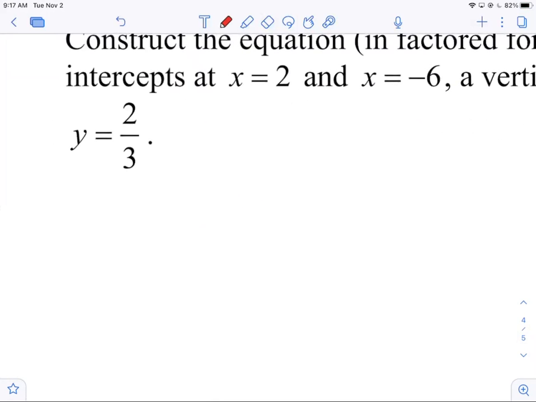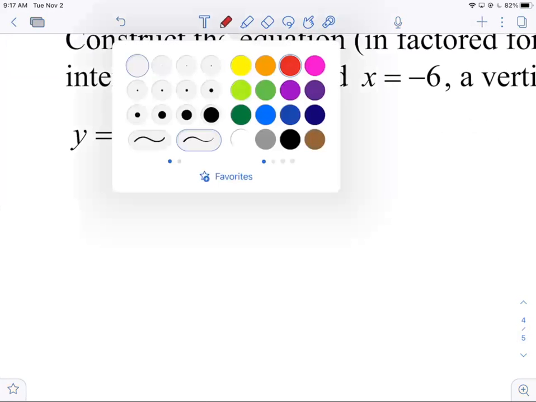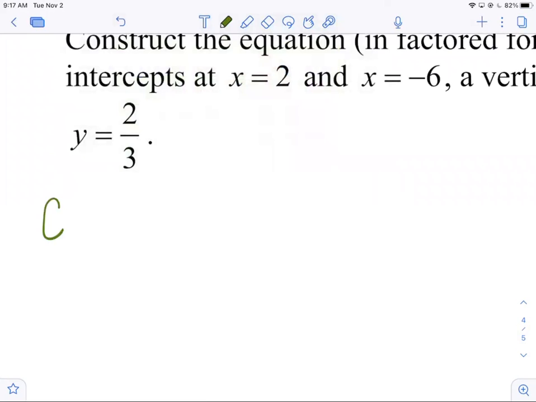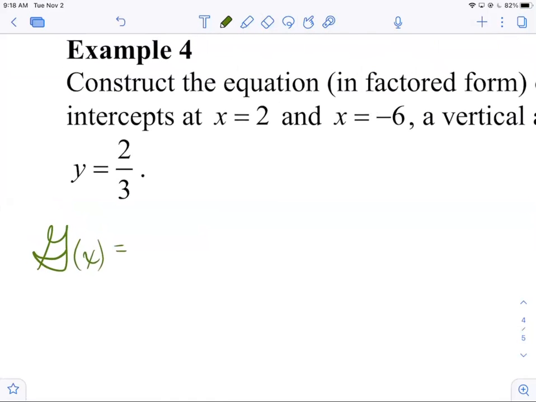First thing we need to do is give our equation a name. What do you want to call it? G. Capital G or lowercase g? Capital G, cursive capital G. G of x.